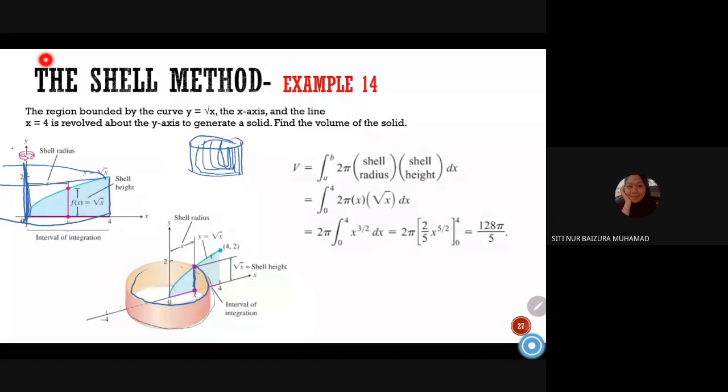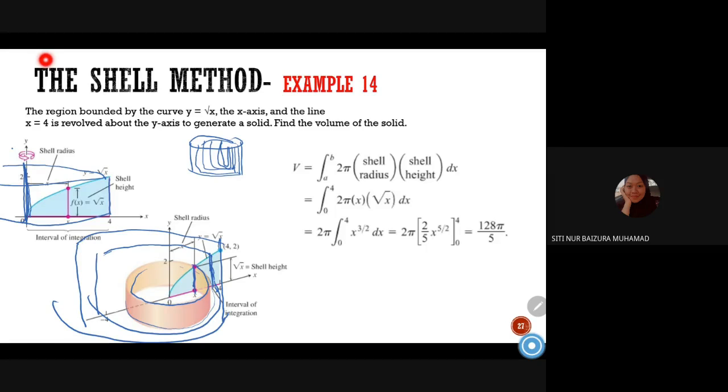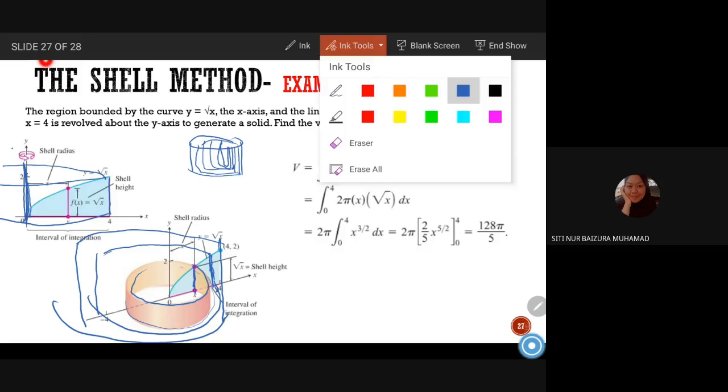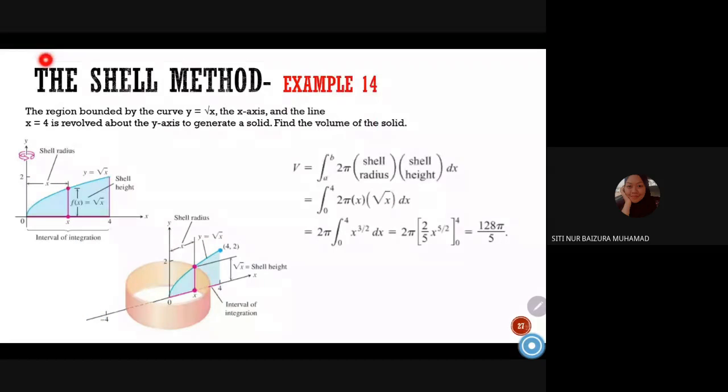Kalau your cylinder dekat sini, maknanya you akan dapat cylinder lagi besar. Macam tu. Saya ni nak melukis tak pandainya lah. Kalau kat sini maknanya lagi besar. Okay, so you need to figure out what is the radius and the height of your cylinder.